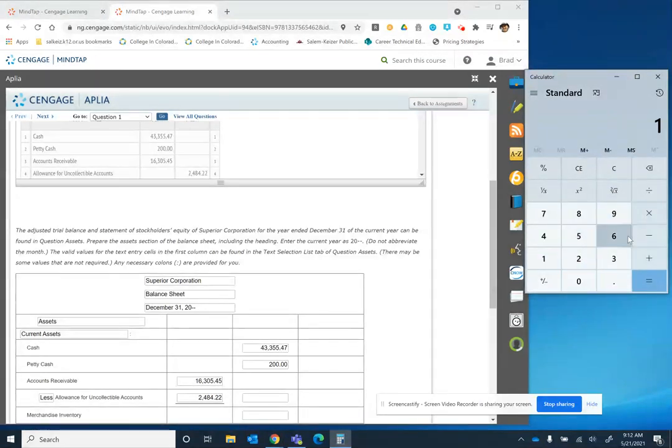We're going to need to find the difference of those. So $16,305.45 minus the allowance for uncollectible accounts, which is $2,484.22, gives us $13,821.23.